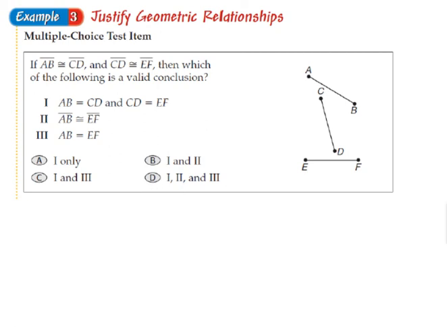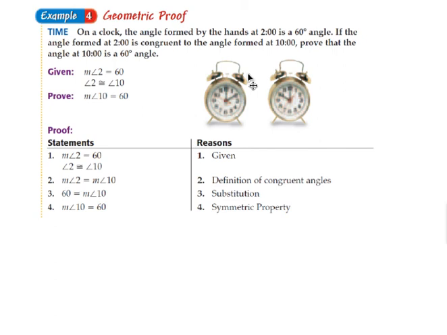Right, the last example is just a simple geometric proof. And again, it's a 2-column proof. The first statement is always given, so we put it for number 1. And what's the reason? Given. Now, if you see here, the last statement is always what you're trying to prove. In this case, they want to prove the measure of angle 10 is equal to 60. And in that case, they put symmetric property.